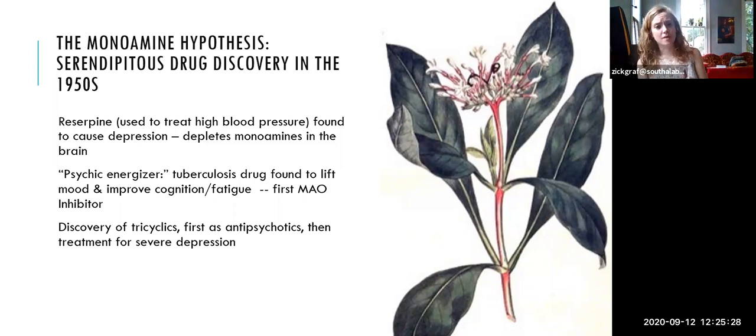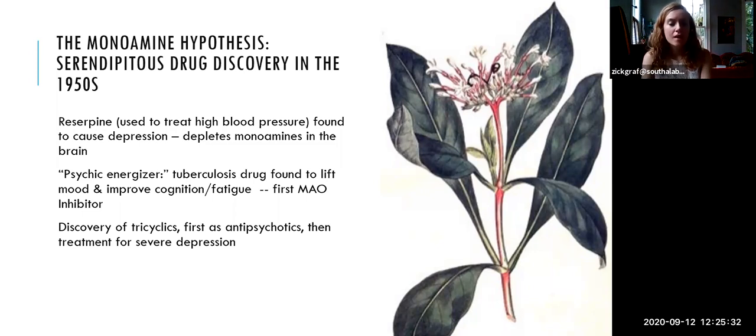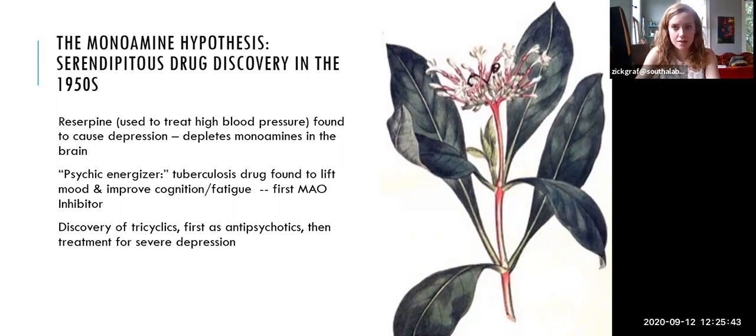The first was that reserpine, which was a blood pressure drug that was used in the 40s and 50s, was discovered to make some people who took it become depressed. And later, scientists learned that one of the byproducts of reserpine, one of the unintended effects, is that it depletes monoamines in the brain. So taking reserpine reduces the level of serotonin, dopamine, and norepinephrine that is available for the brain to use.